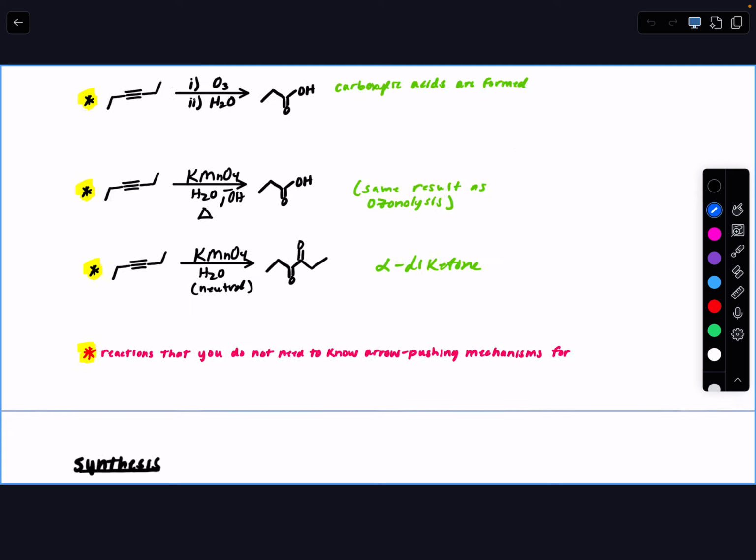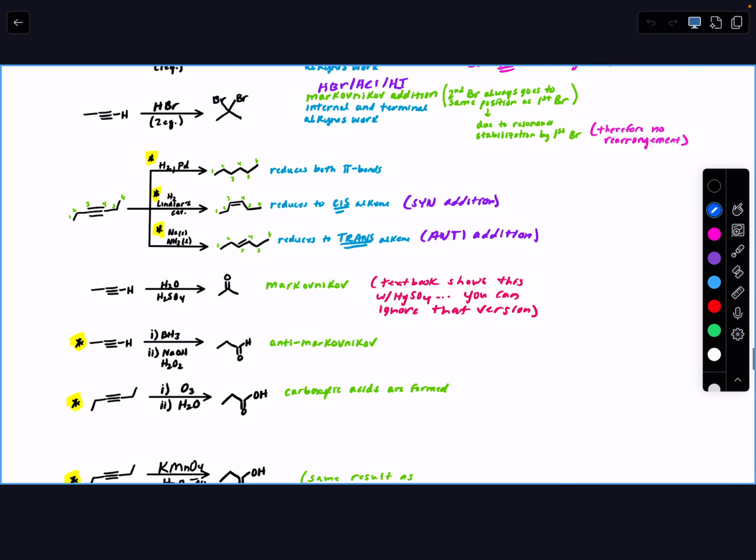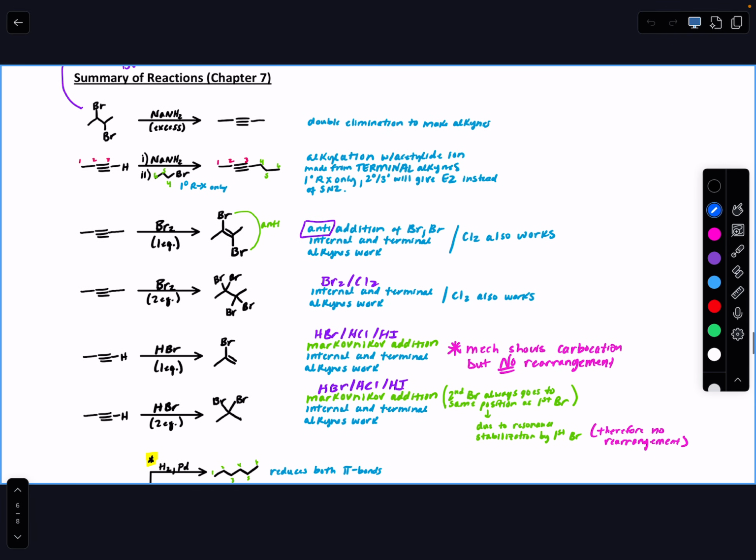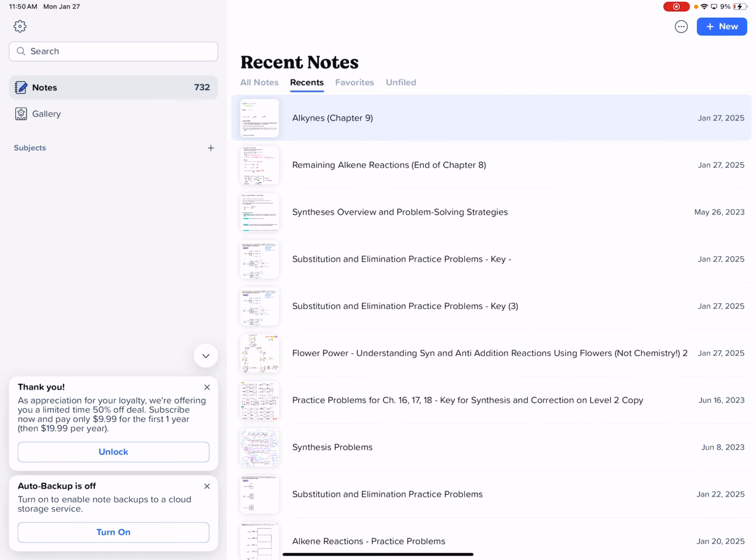So you'll see that there are a lot of reactions marked in yellow, probably over half of them. And then the ones that aren't marked in yellow, a lot of these are going to be the ones that are extremely analogous to the reactions of alkenes that you've already been through. So the mechanisms in this chapter are not overwhelming.